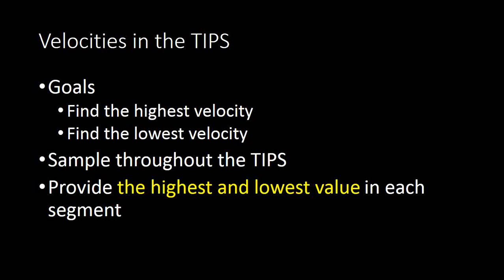Again, what we really want to do is just find the highest and the lowest velocity. So I want you to look in each segment, take a few samples, maybe look at your color flow for areas that may be low in velocity or high in velocity, sample those areas, and then record the highest and lowest velocity in each segment. Because the highest and lowest values overall are what we are going to judge dysfunction or normal function from. So sample throughout your TIPS and give us the highest and lowest value in each segment, which will hopefully capture the highest and lowest value in the TIPS stent overall.